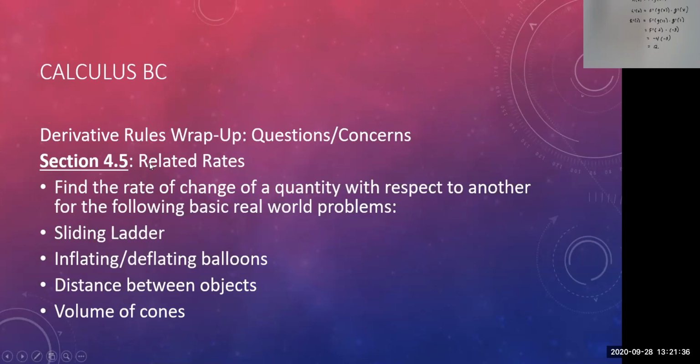So before I do that, I just want to mention today we're going to talk about related rates. That's where we investigate one quantity changing with respect to another. And we're going to do some of the basic problems, which are the sliding ladder, inflating and deflating balloons, oil slicks, distance between objects, and volumes of cones. Where this one would be the most difficult for this section. There are many more.